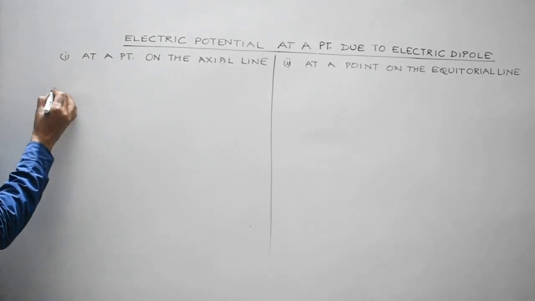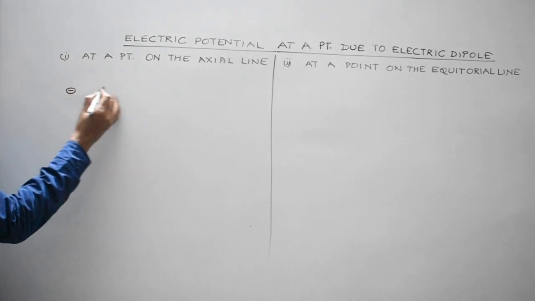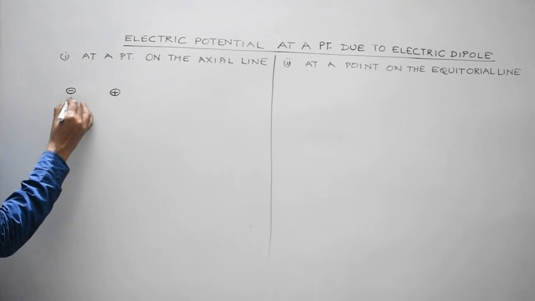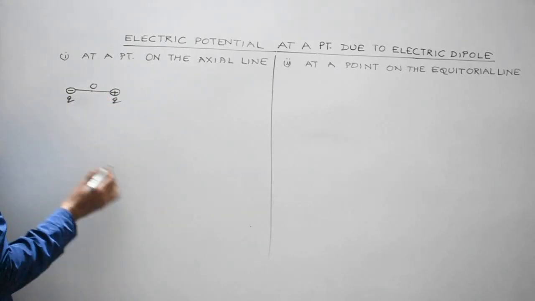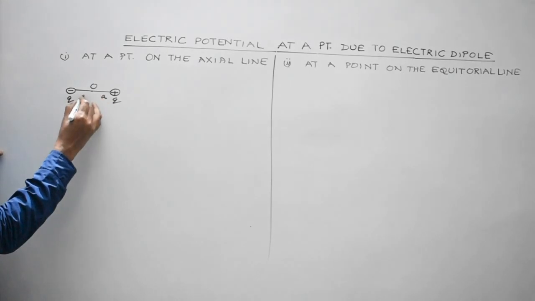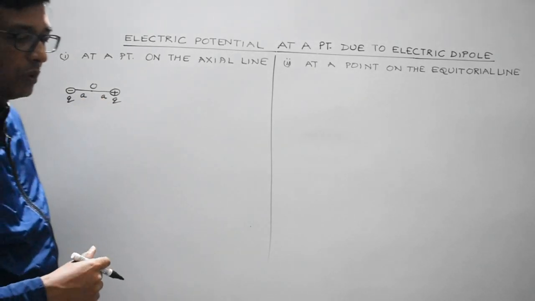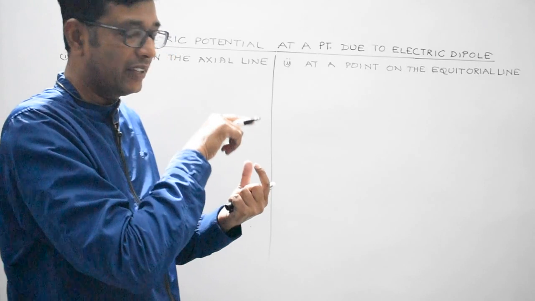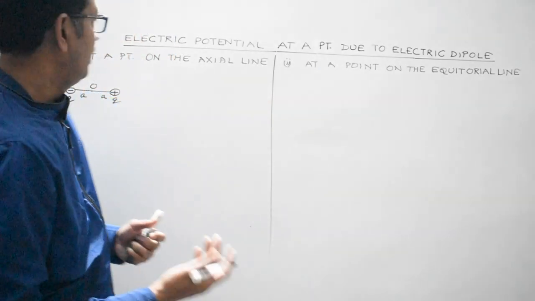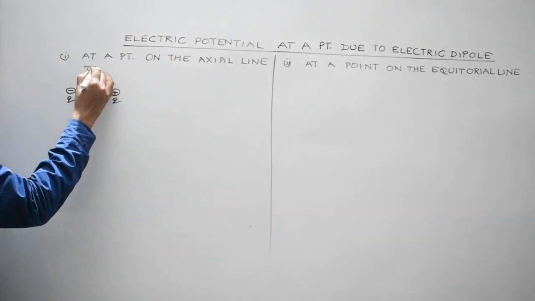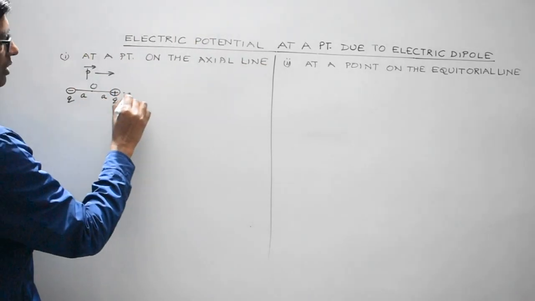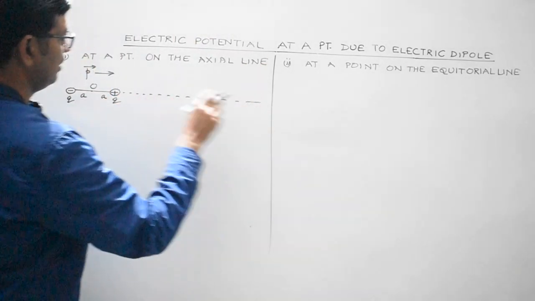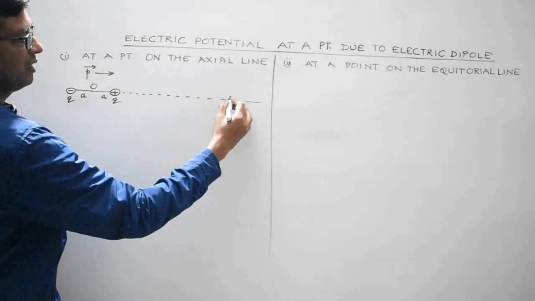Suppose this is the electric dipole. It is a system comprising two equal and opposite charges. We all are aware of it. This is the center of the dipole and the dipole length is considered to be 2a. Dipole length, as you remember, is a vector quantity directed from negative charge to positive charge. Dipole moment is also a vector quantity. But potential is a scalar quantity. And this is the axial line, along the length of the dipole.